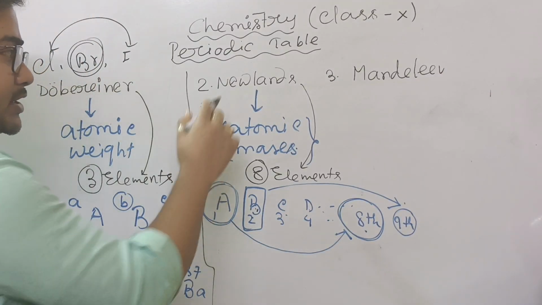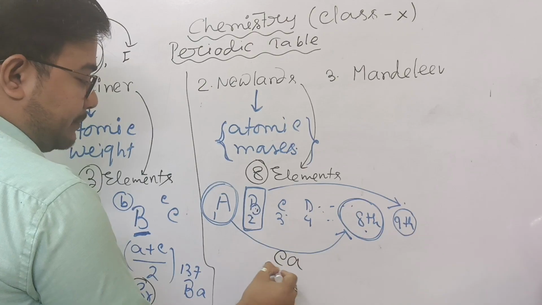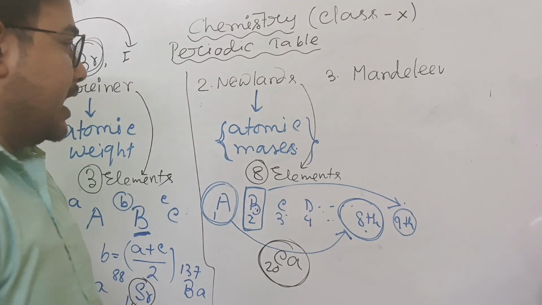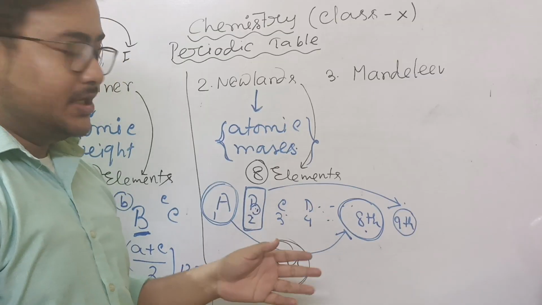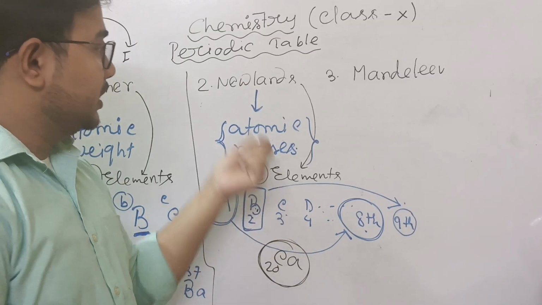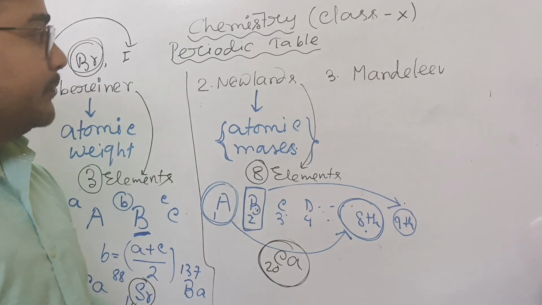Okay, but we have a limitation of this law. Up to atomic number 20, that is up to calcium, we can apply this law. Okay, after calcium, elements generally cannot properly follow this law. Okay, so done. This is the Newlands octave law.